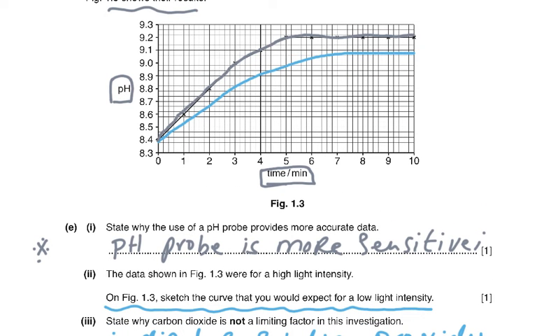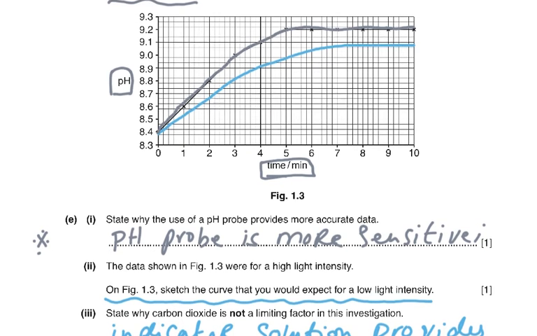Now it says state why the use of a pH probe provides more accurate data. Well, pH probe is more sensitive. It gives you a digital reading. It's not measuring colors. Colors can be very variable. Somebody can see one color, somebody else might differ in opinion, it's a bit light, or it's a bit dark, or something like that. That's a very qualitative assessment. Here, it's a quantitative assessment. So it's much more sensitive.